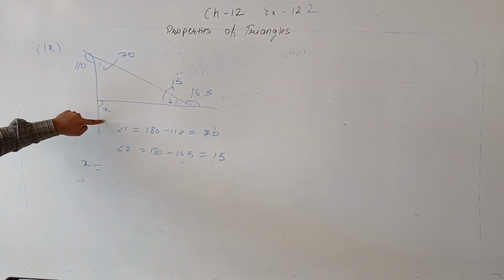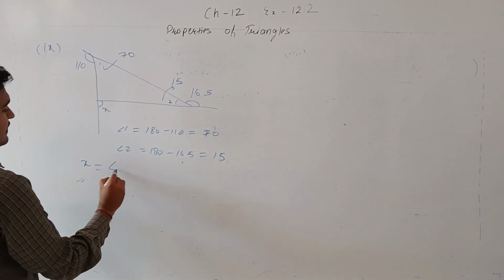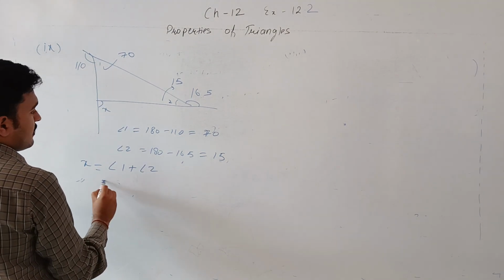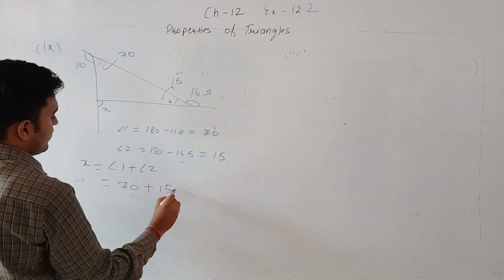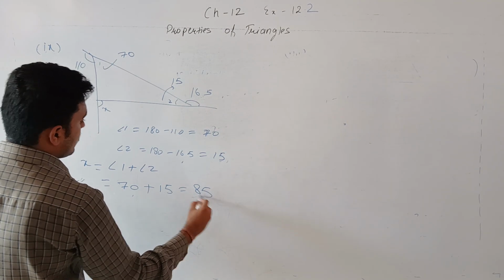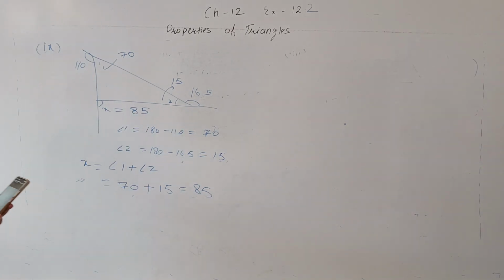X is the exterior angle, which is equal to the sum of the opposite interior angles. Angle X is angle 1 plus angle 2. So it is equal to 70 plus 15, which is 85. So angle X comes out to be 85. Here, the next question we will do in the next video.